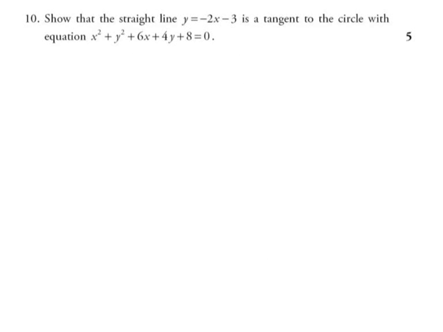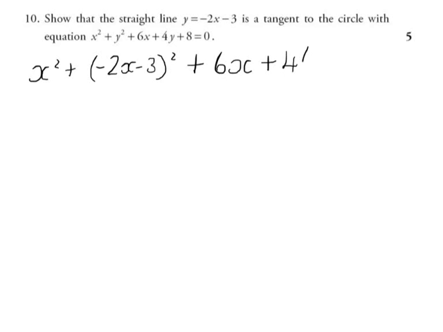Question 10. We're asked to show that the straight line is a tangent to the circle. Now in order to do this, we're going to substitute one into the other. In this case, the straight line into the circle. So I'm rewriting the circle equation, but every time I see y, I'm going to actually be writing in minus 2x minus 3. x squared plus negative 2x minus 3 all squared plus 6x plus 4 times negative 2x minus 3 plus 8 equals 0. I'm going to multiply it out, taking my time, not trying to do it all in one go.